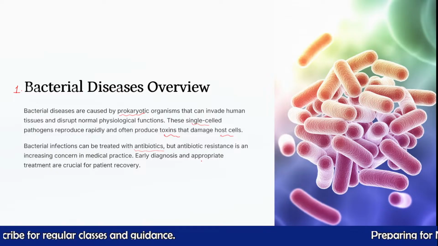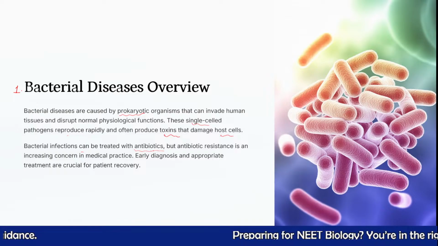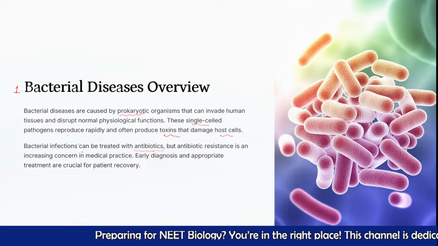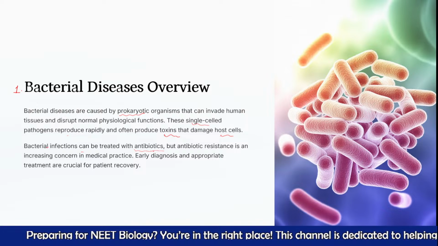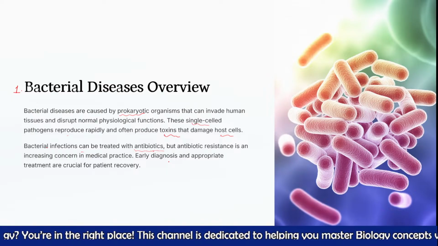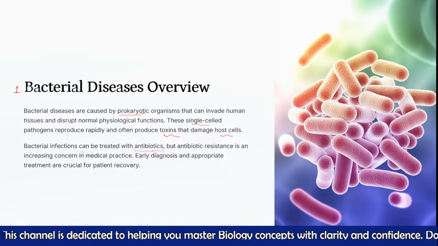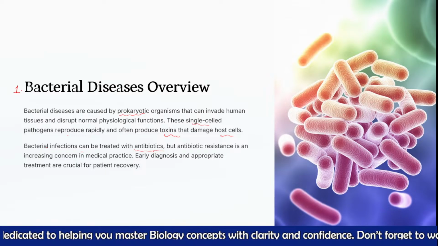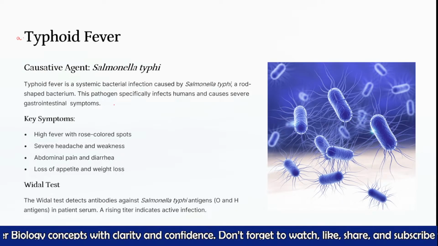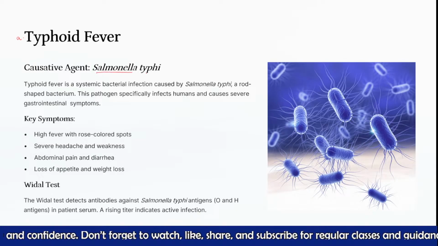Right? So remember, antibiotics are useful for bacterial infection because antibiotics consist of chemicals that prevent the biochemical pathway of the bacteria. But nowadays, some bacteria have got some antibiotic resistant capacity. That is a big concern in the medical practice. Right? So let's discuss some examples of bacterial diseases. First is typhoid fever. So typhoid fever is caused due to a bacteria called Salmonella typhi.